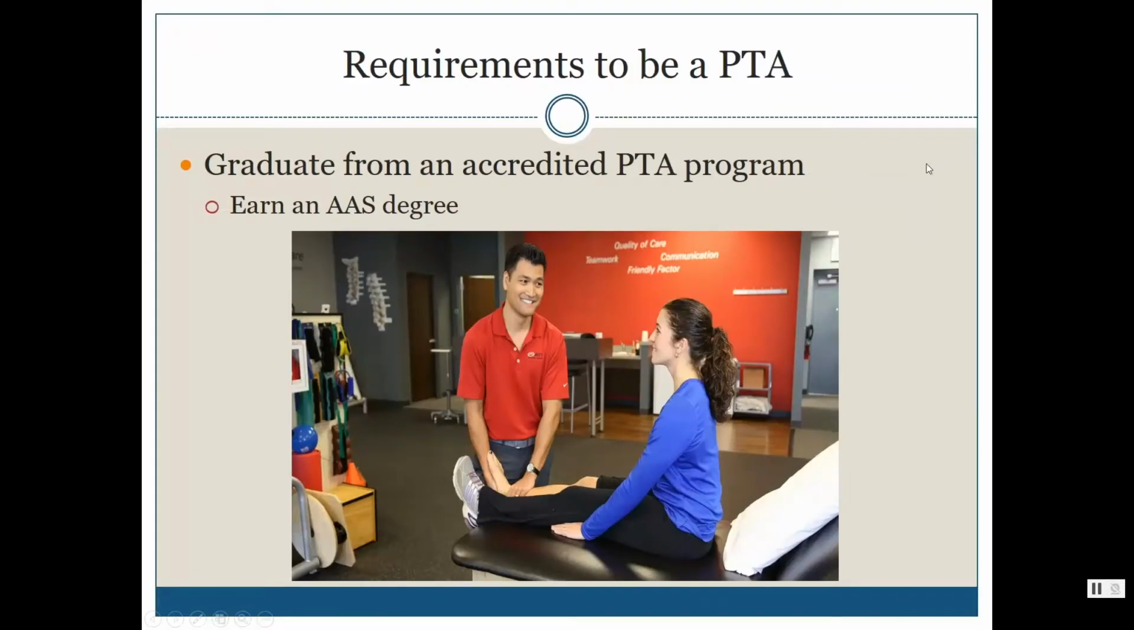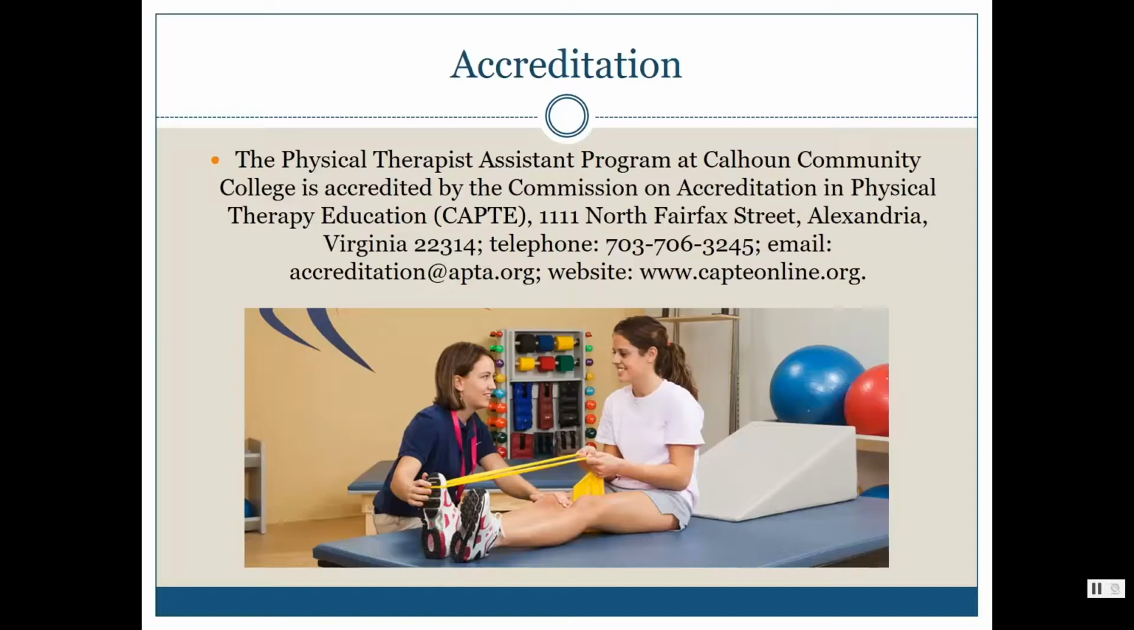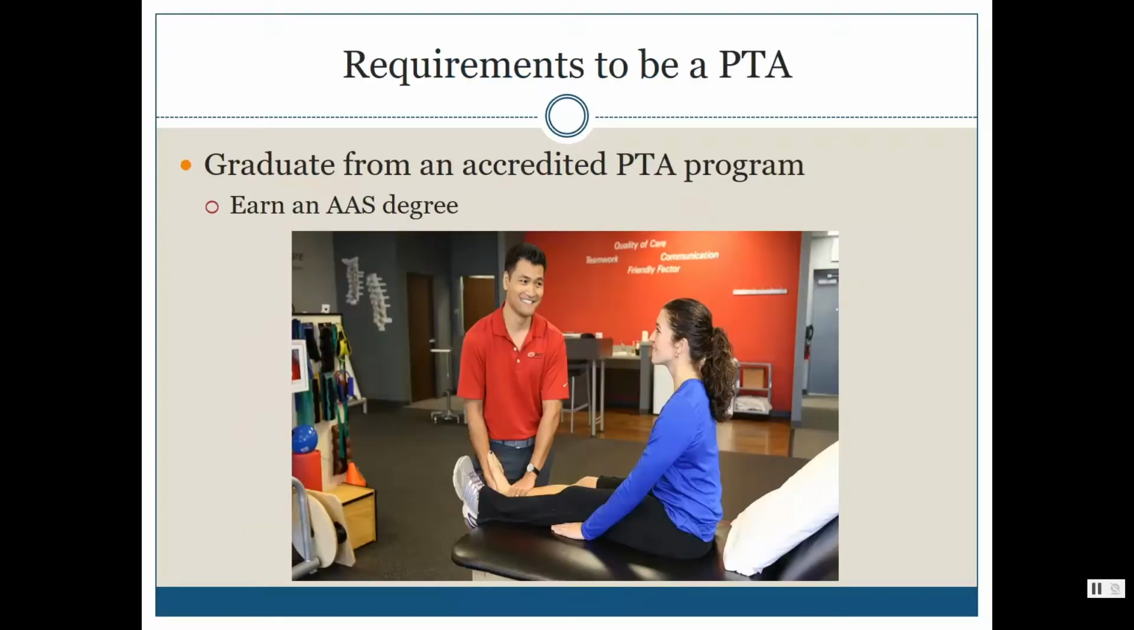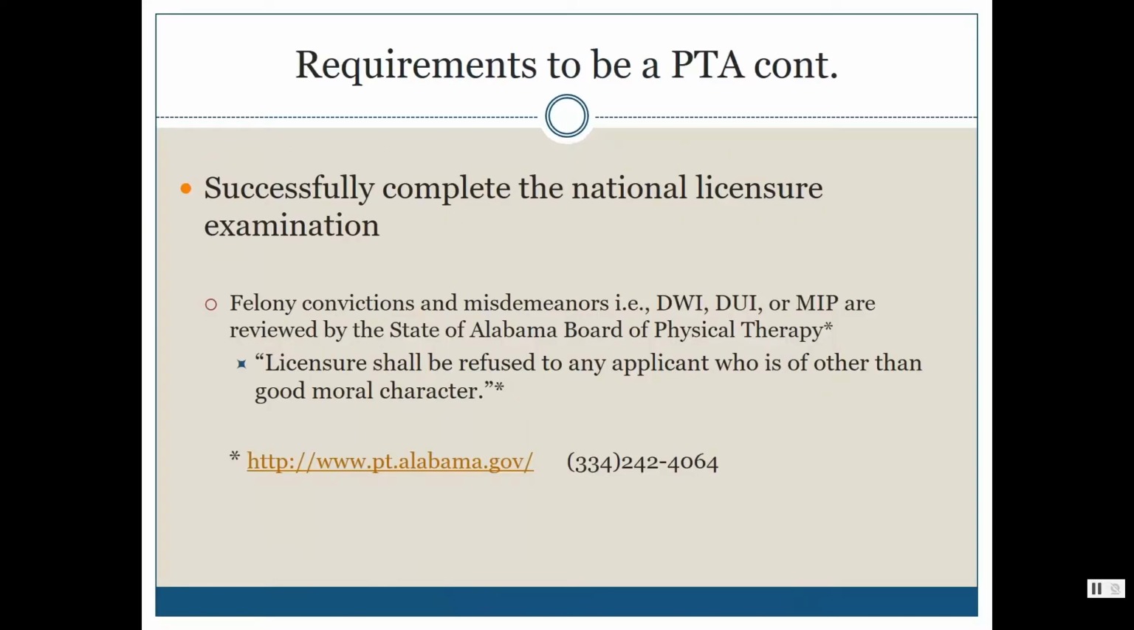The requirements to become a PTA: you must graduate from an accredited PTA program. Our program here at Calhoun is accredited through the Physical Therapy Accrediting Body, which is CAPTE. Upon graduation, you would earn an Associate of Applied Science degree. And then after graduation, students are not automatically a PTA. They need to successfully complete the National Licensure Examination. This is an exam that is offered through the FSBPT, or the Federation of State Boards of Physical Therapy, and it's offered 4 times a year.